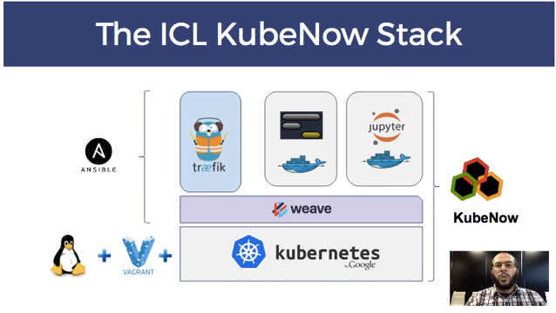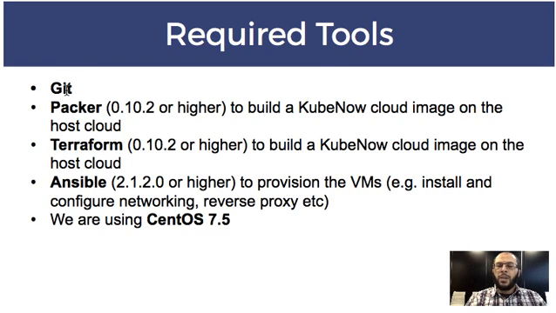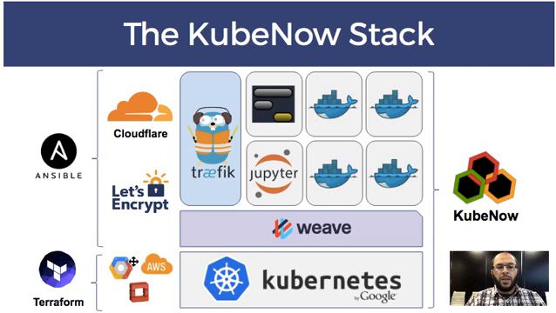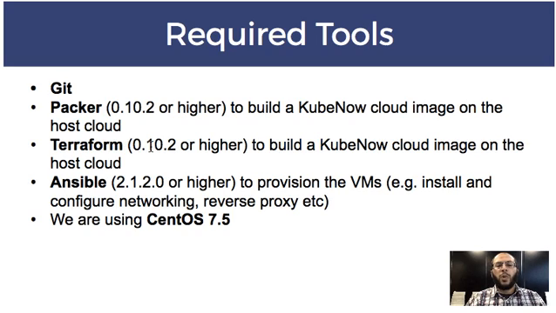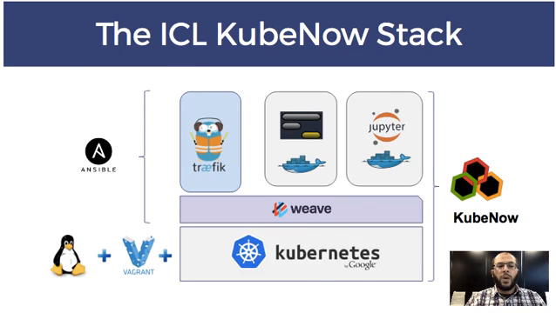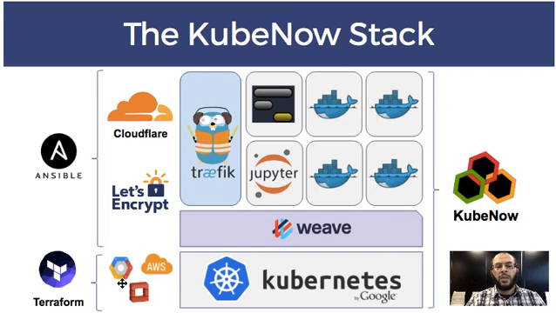Before we begin, the tools that are required are Git, because we'll be checking out and cloning GitHub repositories, and we need to use Packer version 0.10.2 or higher to basically build a KubeNow cloud image on the host cloud. This is, of course, if you're running this configuration on the cloud services. Terraform 0.10.2 or higher is also required. So again, this is required if you're using this configuration, basically if you're using it to deploy on some cloud providers.